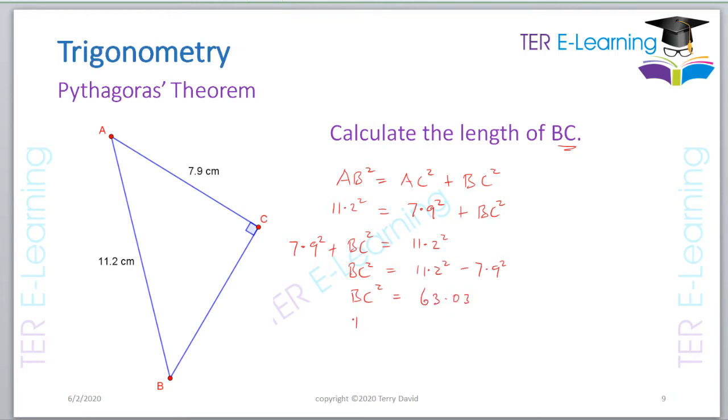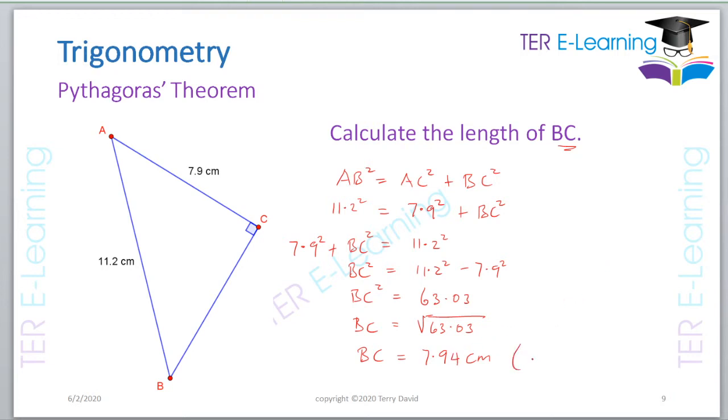So therefore BC is equal to the square root of 63.03. You're going to find the square root using the second function, and you're going to get 7.94 centimeters. So the student was correct, the answer is 7.9. You can give your answer as 7.94, and that is fine.